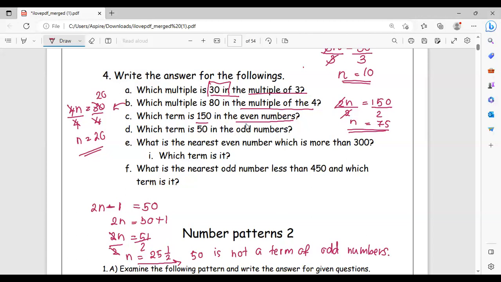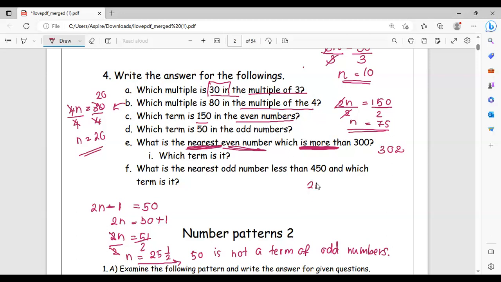So we can say the nearest. What does nearest mean? What do you think? Nearest. So the nearest is 298? No. They say nearest even number which is more than 300. That means it is 302. No? Which term is it? They are asking which term it is.